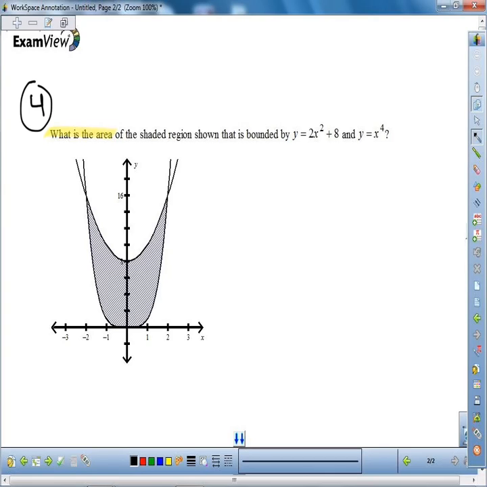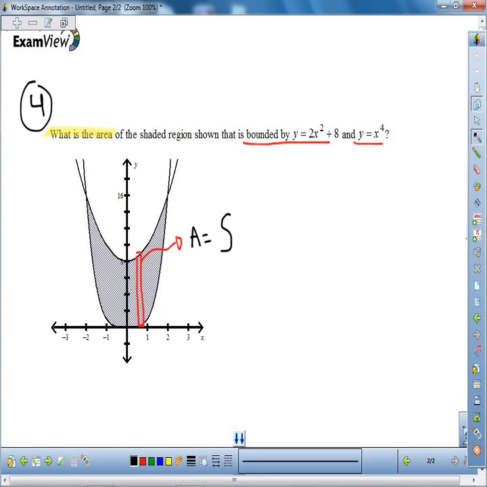So number 4, they ask us to find the area if we know that the region is bounded by the curve 2x squared plus 8 and x to the 4th. So to find the area, we're going to draw a rectangle. That's going to be my strip, and I need to find the area of the strip. So the area of the whole thing, when we're summing a bunch of these strips, is going to be the integral.